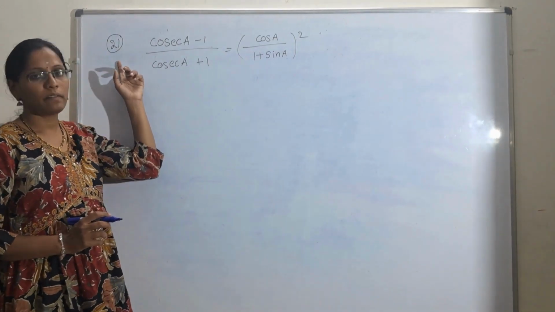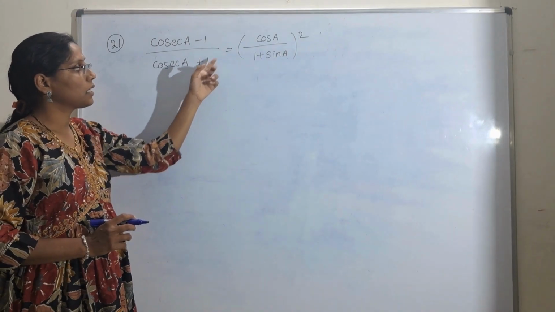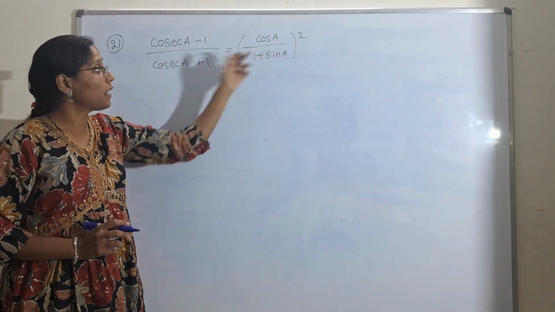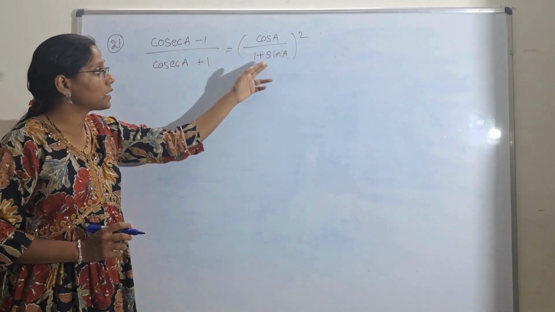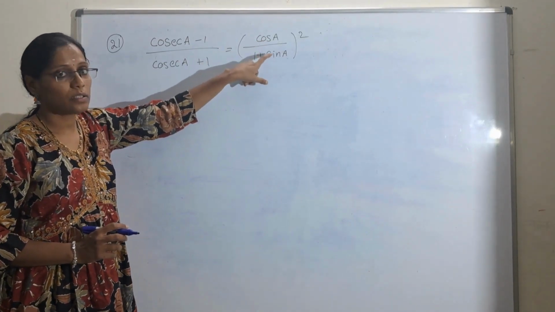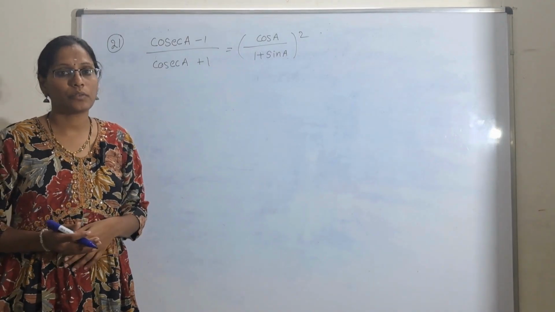Problem number 21. Cosecant A minus 1 by cosecant A plus 1 is equal to cos A by (1 plus sin A) whole square. Right, LHS we have to take, RHS we can prove. In the RHS you should observe what terms are there: cos and sin. So here also cosecant we have to change in terms of sin.